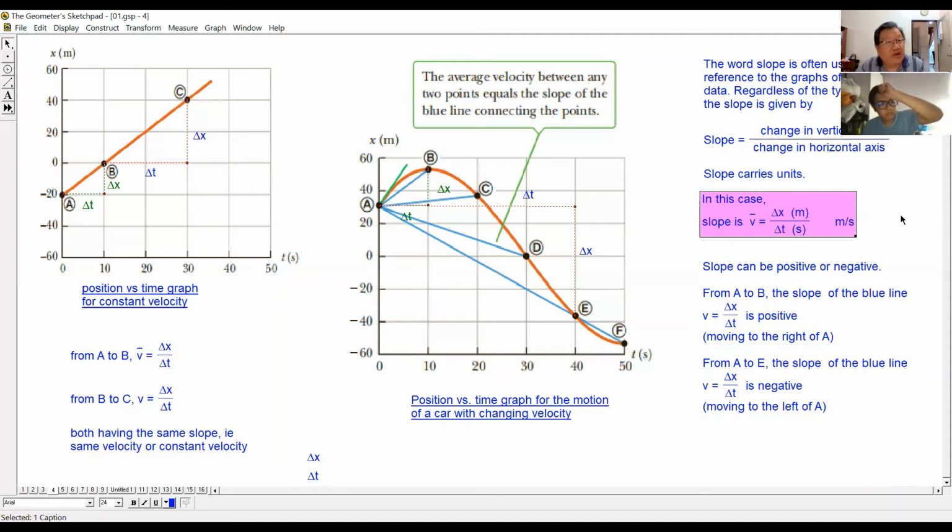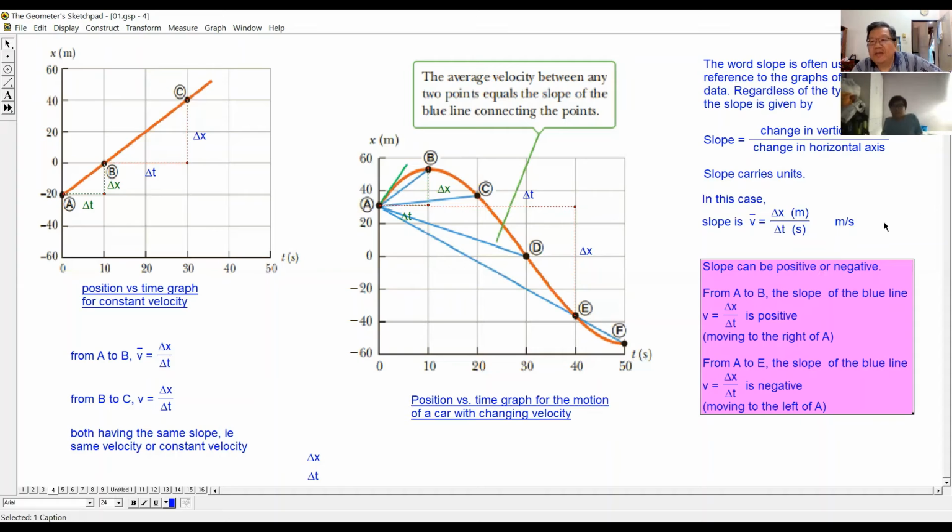We use dimension to check. You remember how we use dimension to check, right? So now we are using the dimensions to check. What is the dimension of this delta x? The dimension of delta x is meter. What is the dimension of delta t? Delta t is second. So actually delta x over delta t is meter per second, which means that the slope is actually the average velocity.